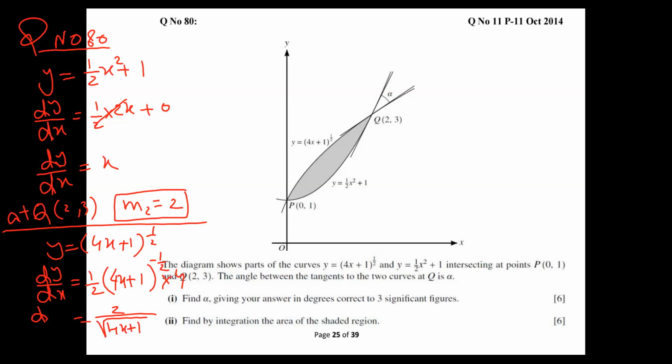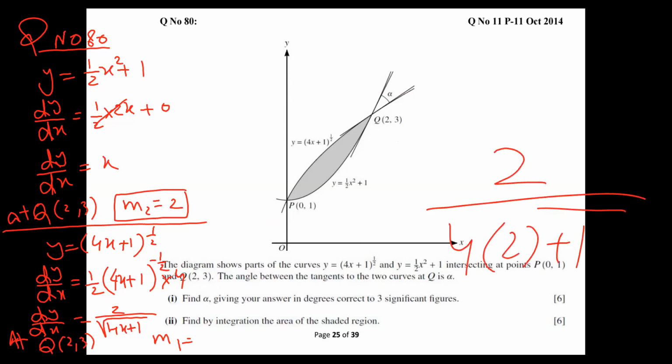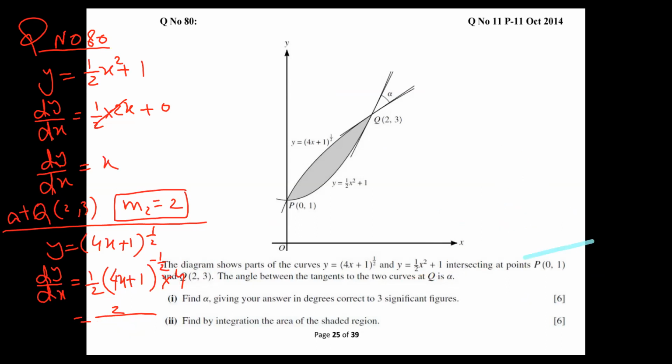After having this, what is the next plan? I will put in the point Q, so at Q, 2 comma 3. What is the gradient m1? If I put 2 here in the bracket, look, I show you: 2 over root of 4 times 2, which is 8, plus 1, which is 9. Root 9 is 3, so it becomes 2 by 3. So I'm writing here 2 by 3, and naturally it's smaller, because it is less steep compared to the previous line. Now I have 2 gradients, and I need to find alpha.